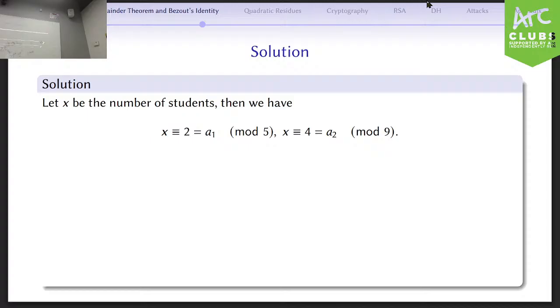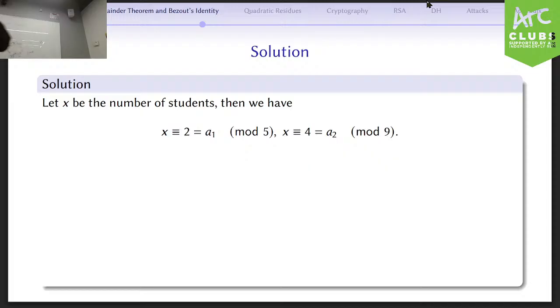So let's just say that X is the number of students, and what the previous question was telling us is basically this information. So X is congruent to 2 mod 5, and X is congruent to 4 mod 9, because they're the leftovers after you split them into groups.